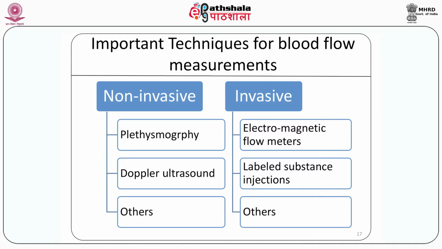The blood flow measurement techniques may be divided into two: non-invasive and invasive. The most commonly used techniques in the non-invasive category are plethysmography and Doppler. The techniques which use the principles of electromagnetic flow meters and radioisotope injections fall under the invasive category.